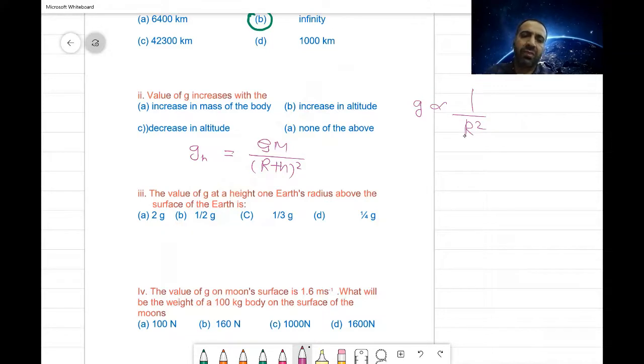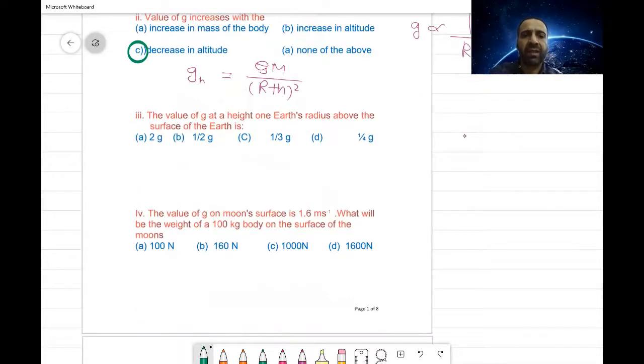So if the altitude decreases, g would increase. So definitely the right option is option C. This is our right option. Clear? Now let us move on to the next level. See what is there in the next.